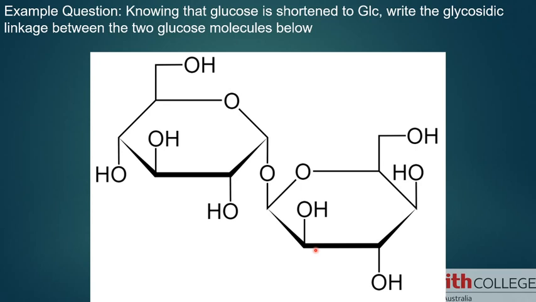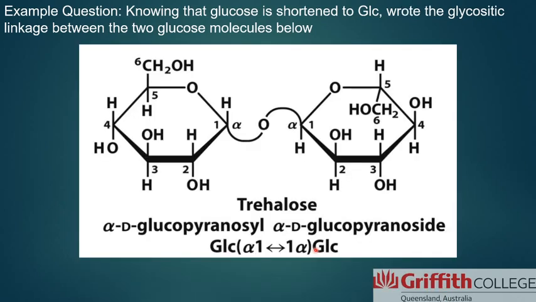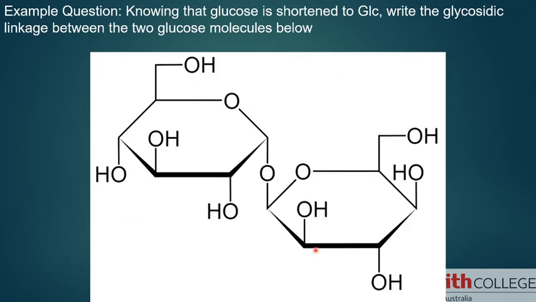Okay, so an example question. Knowing that glucose is shortened to Glc, write the glycosidic linkage between these two glucose molecules below. We'll go through this further in the workshop, but the big thing with this question is that everyone gets tripped up on it because it is an alpha-1,1 linkage. Now, how does that make sense? How on earth is it an alpha-1,1?